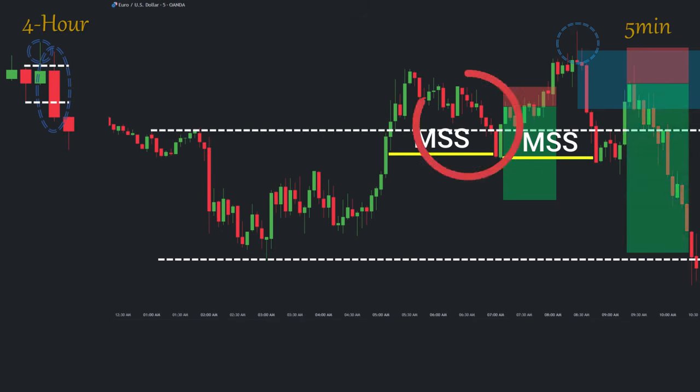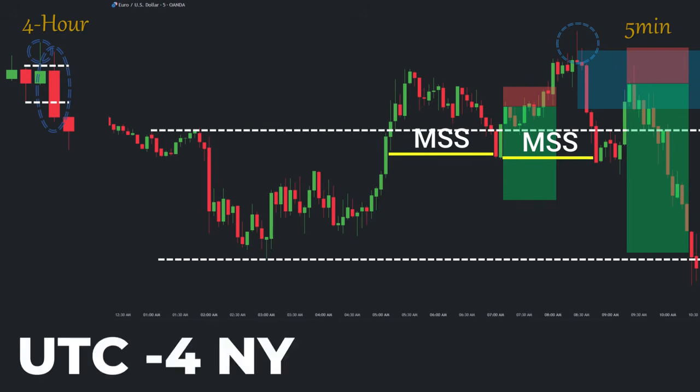So, do not rush into a trade. Instead, wait for the entry confirmations to form. And the last point is to set your trading time zone to UTC for New York.